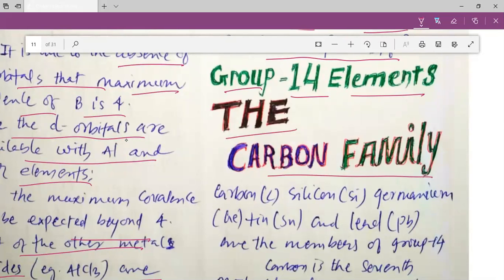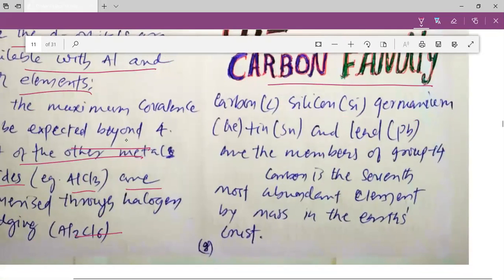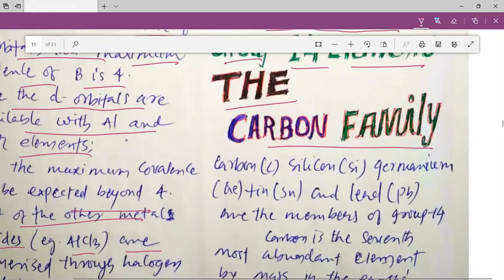Yes, sir. Do you have any doubt? No, sir. Sir, monomer matlab kya hota hai? Monomer matlab single unit.